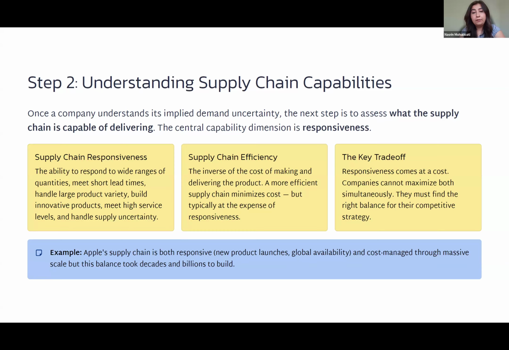On the other hand, an efficient supply chain means that it is trying to minimize the cost of making the products, the cost of delivering the products, making sure that all costs related to all operations of the supply chain are minimized, and therefore we are enabled to offer low prices to the customers.